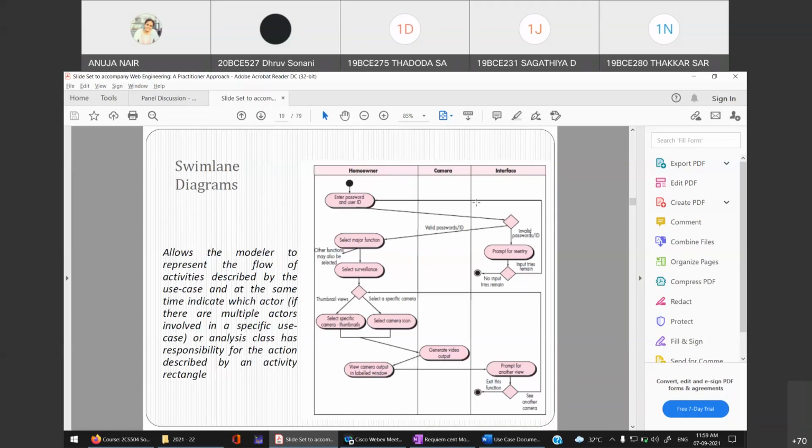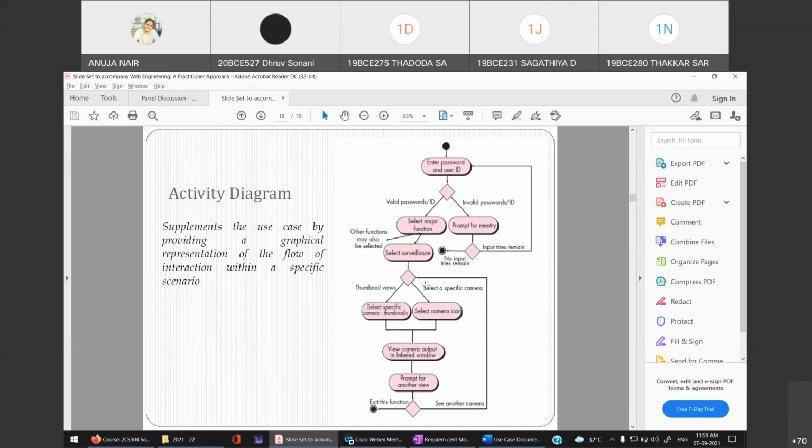Then if I read this particular diagram, I will come to know that this entire part is done by the homeowner. Only this much part is done by the camera. And this entire part would be done by the interface. That's how you read it. So when you see an activity diagram, it is use case wise, which means it's requirement wise. It doesn't talk about the actors at all, right? No actor is involved over here in the activity diagram.